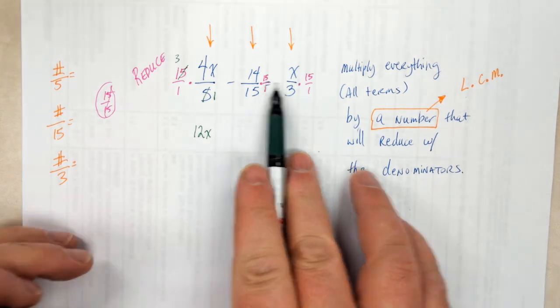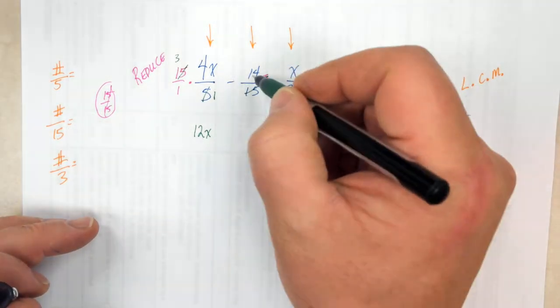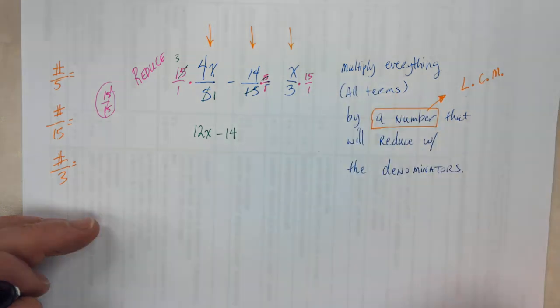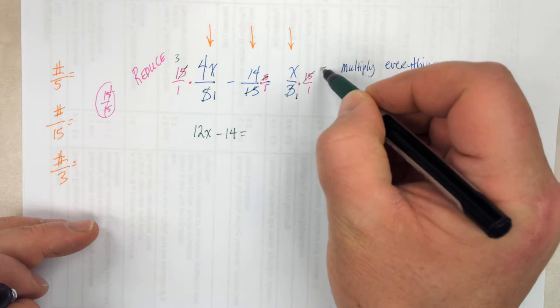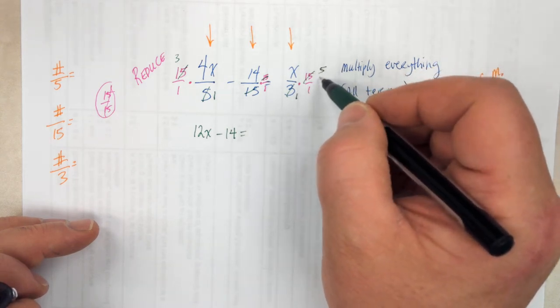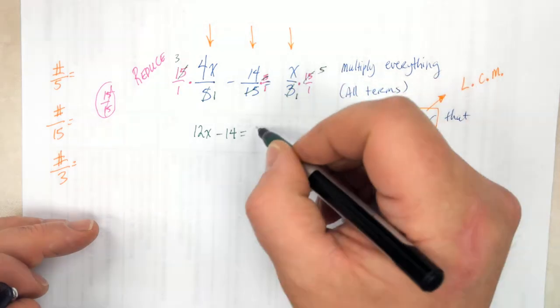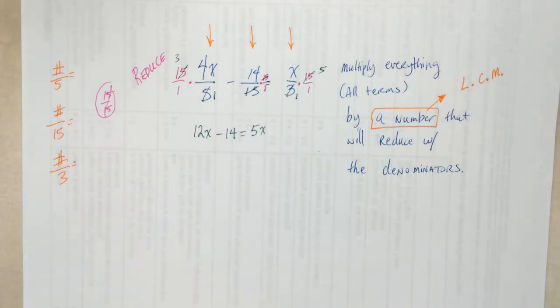And we're going to multiply everything the same. So this one's easy. 15 and 15, that's 1, so you're left with negative 14. And then over here, 3 goes into 3 one time, and 3 goes into 15 five times. 5 times x, 5x. And now that's like the problem we started the whole class on.